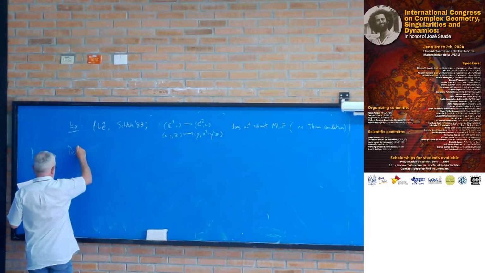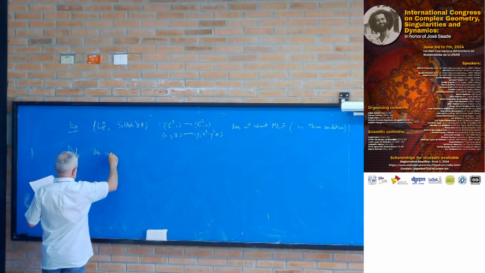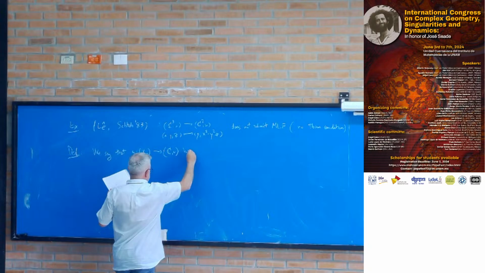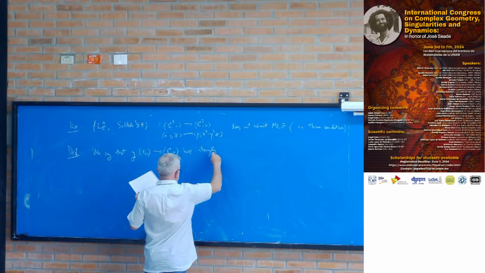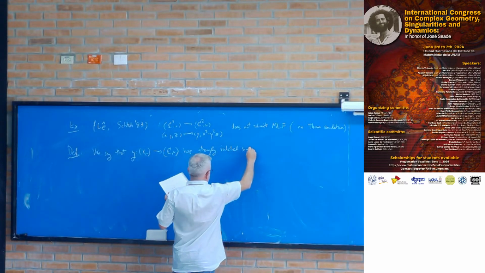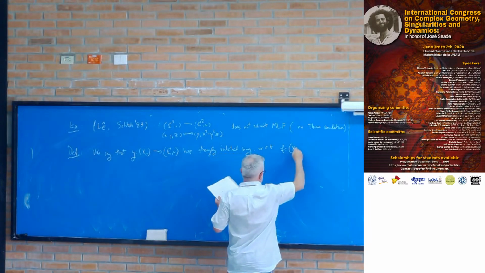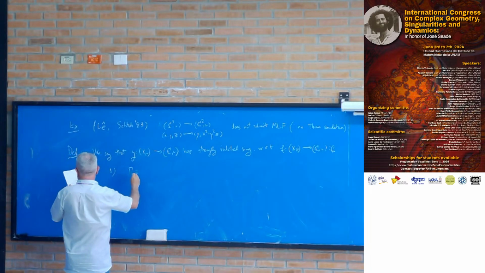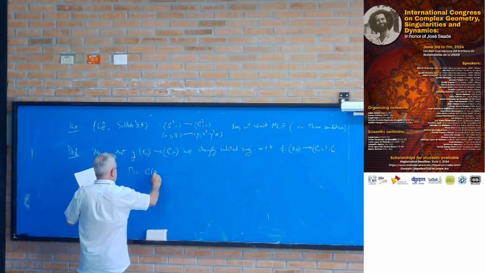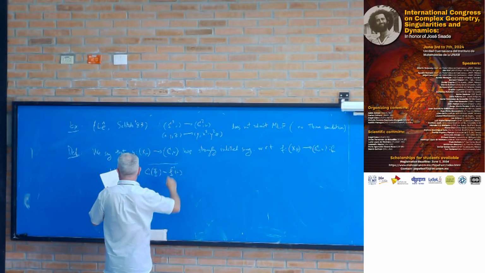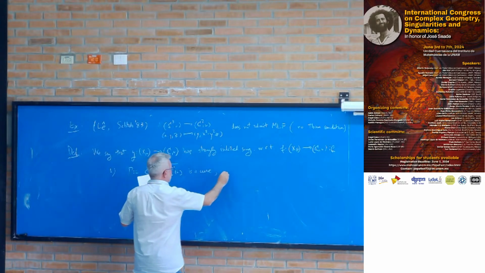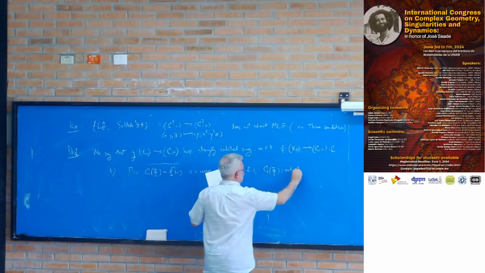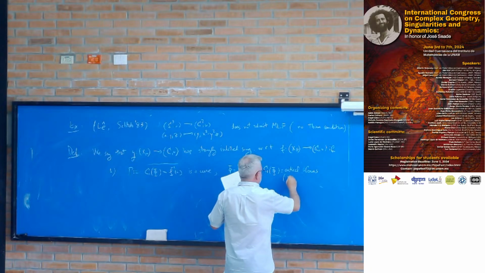So our definition is the following. We say that G from X0 to C has strongly isolated singularity with respect to F if we have three conditions. The first one is that this set, which is defined as the closure of C of phi minus F inverse of 0, is a curve. And here, phi is the pair (G, F), and C of phi is the critical set, the critical locus in the stratified sense. Okay?